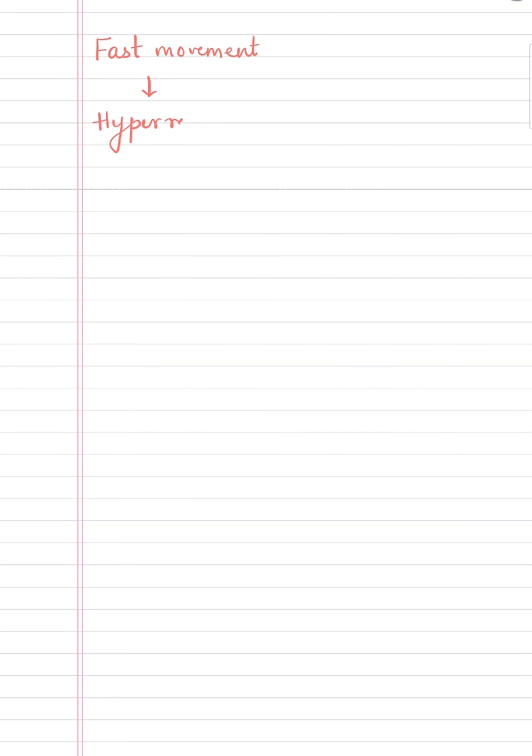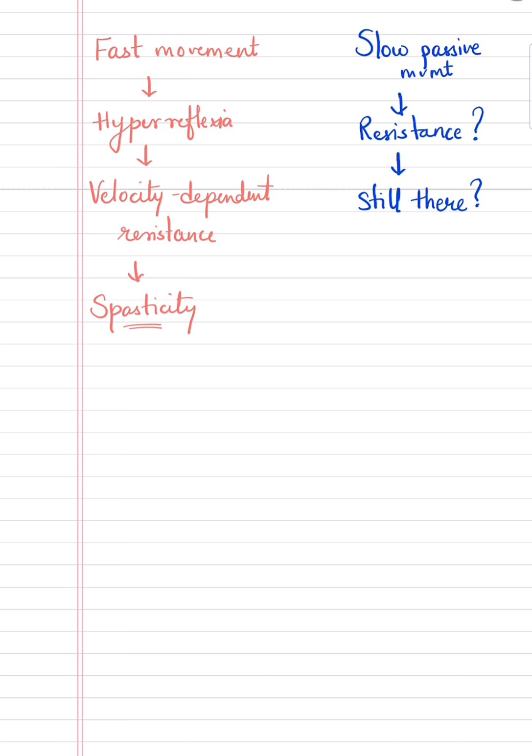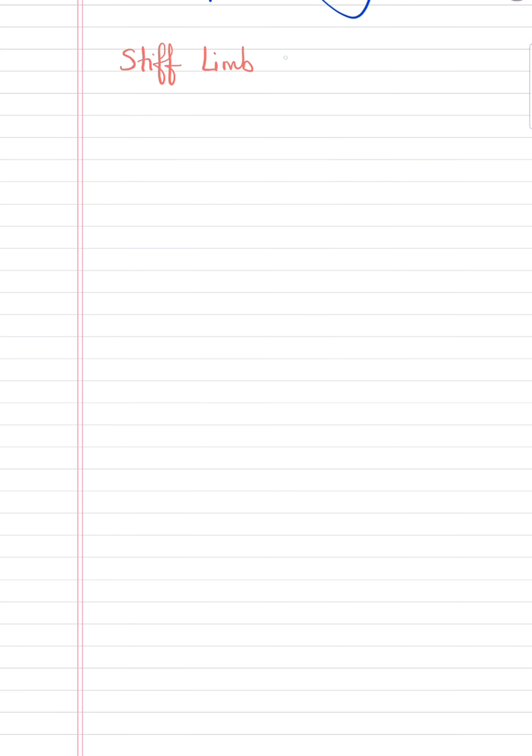Now, let us see two different pathways. The patient comes with you with stiffness, you try fast movements, you find hyperreflexia, there is a velocity-dependent increase in resistance to movement, and then you will call it spasticity. The second trial, you're doing a slow movement to check if resistance is still present. And yes, the resistance is still present, it's still noticeable. So, now you should think beyond spasticity. And this is the distinction which really matters. A stiff limb is not always equal to spasticity.